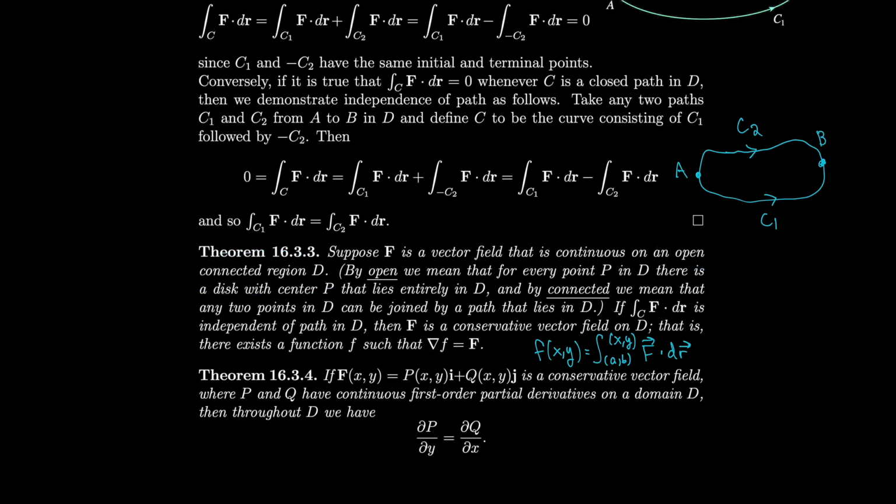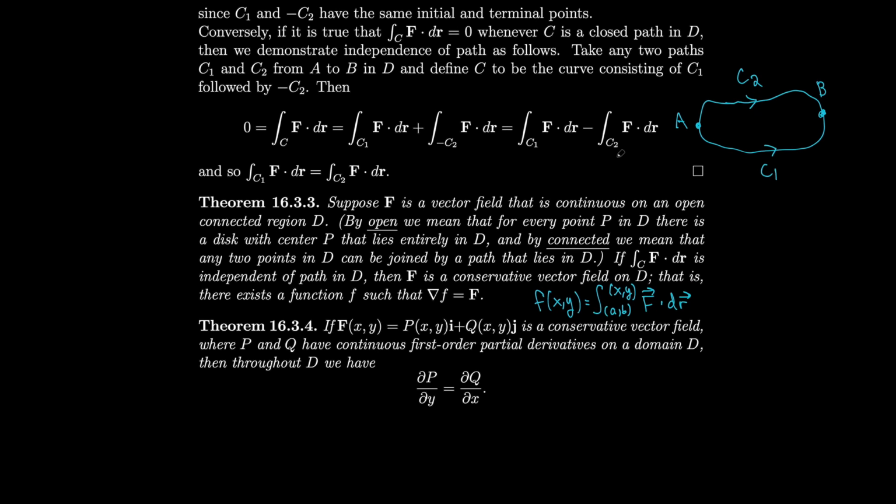So last but not least, if F(x, y) equals P(x, y)i plus Q(x, y)j is a conservative vector field, where P and Q have continuous first-order partial derivatives on a domain D, then throughout D we have the partial of P with respect to y equal to the partial of Q with respect to x. This is pretty easy to prove though. So how would I do that real quick?